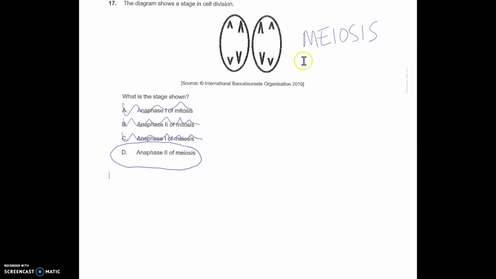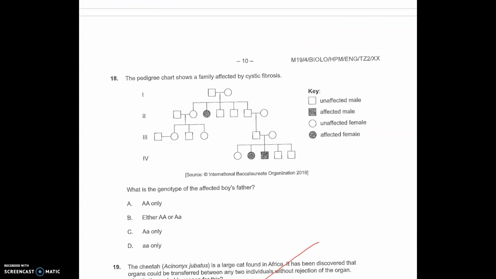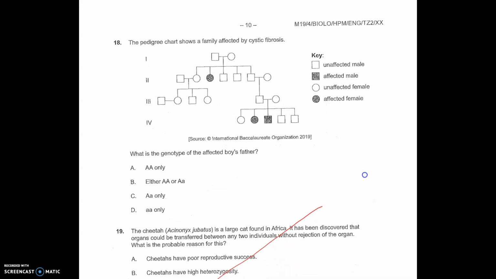Question 18, jumping screen there. Question 18 is asking about cystic fibrosis. Now, cystic fibrosis is a recessive autosomal trait. So it's asking about the genotype of the affected boy's father. So it's this chap and what is his genotype. Now, he is unaffected. Mum is unaffected, but they have children who are affected. So both of them must be big A, little a. So the answer there is C.